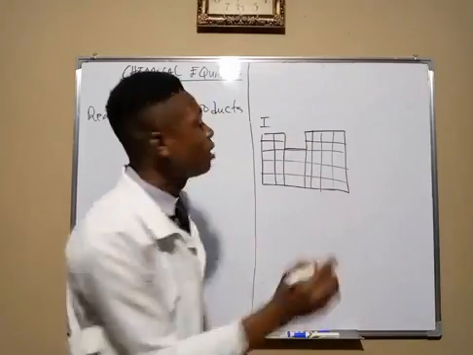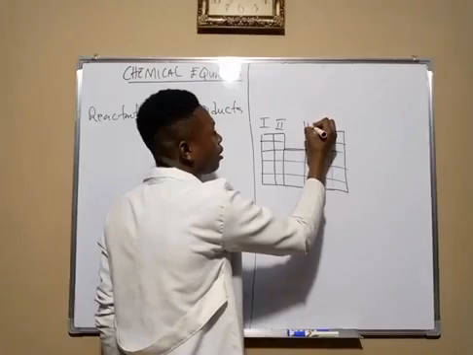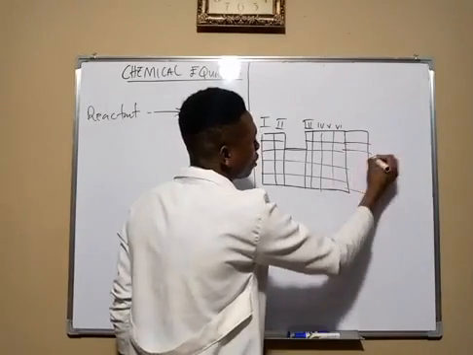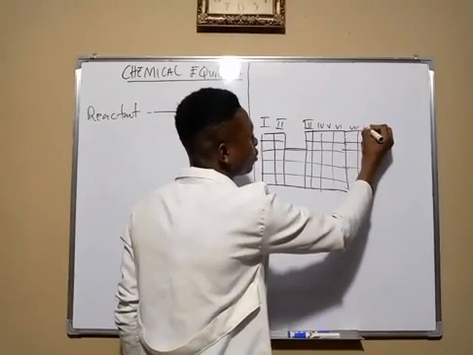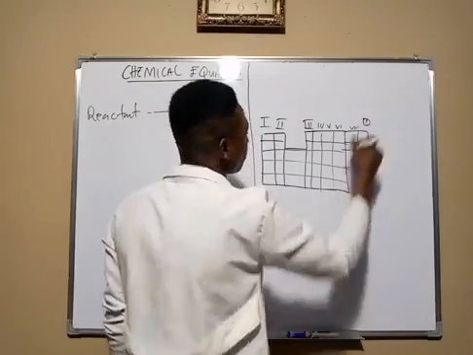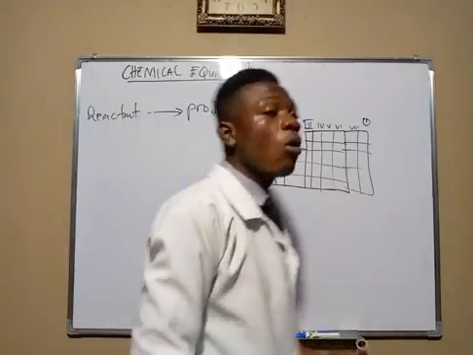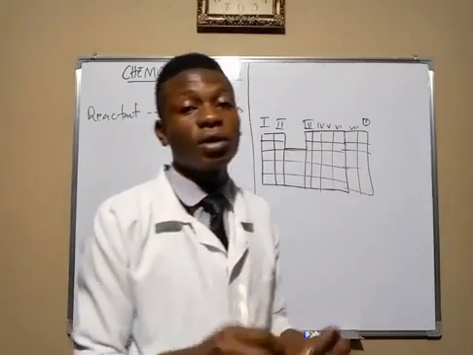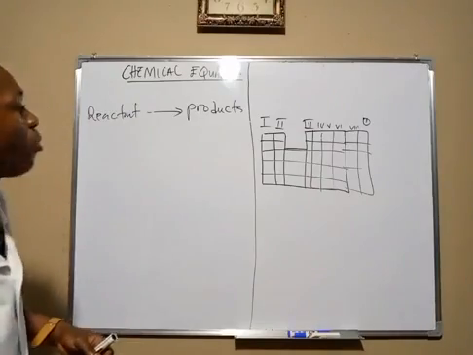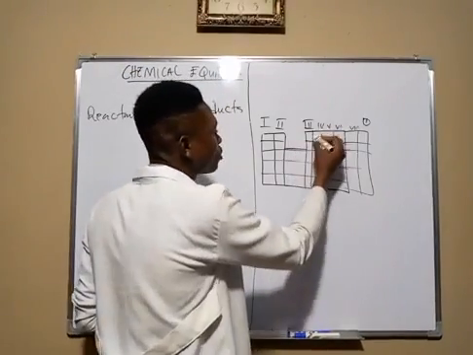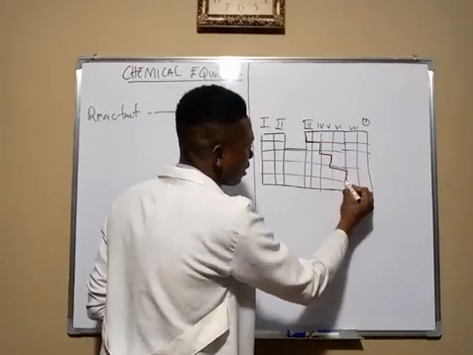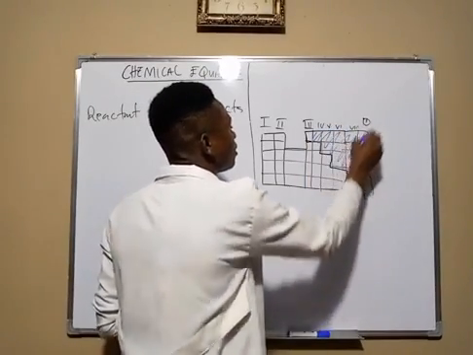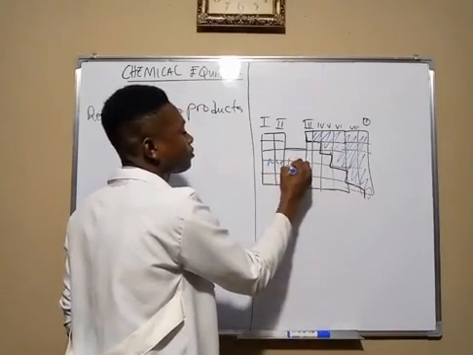On the periodic table, these are group 1, group 2, group 3, group 4, group 5, group 6, group 7, and group 8, which is written as group 0. Now, how are chemical equations going to be formed? Pay particular attention. This side, these are metals. There's a zigzag line, and this side are non-metals.